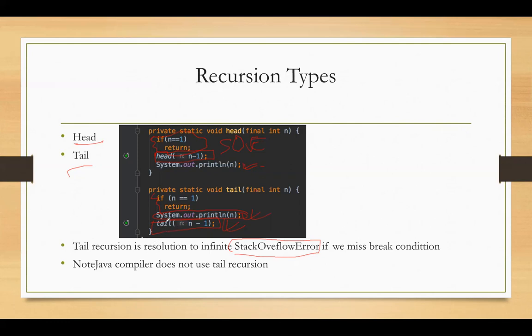We should also understand that in Java, the Java compiler does not use tail recursion. So tail recursion should be avoided, and we should be working mostly with head recursion.